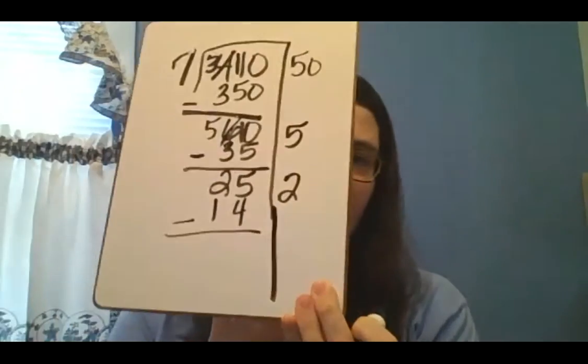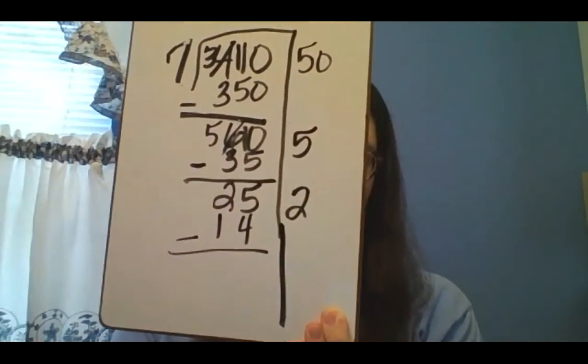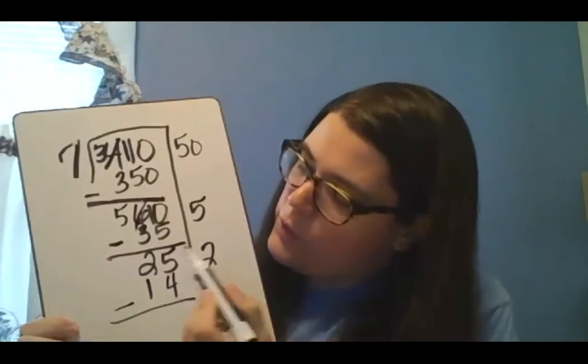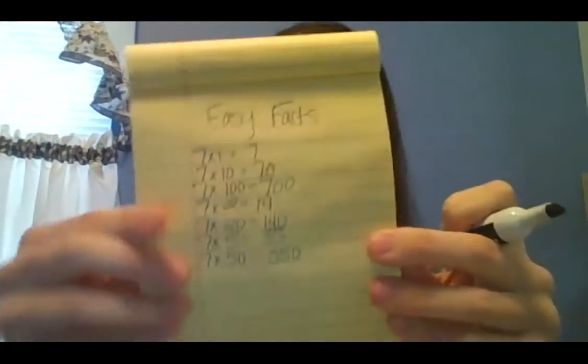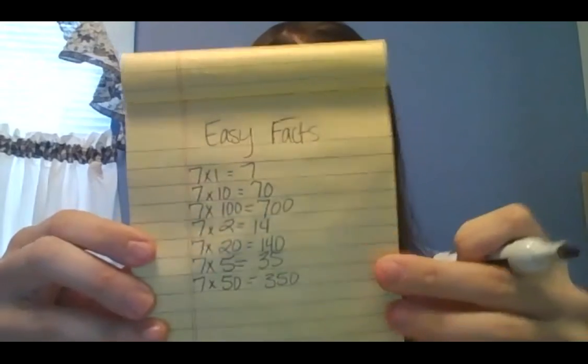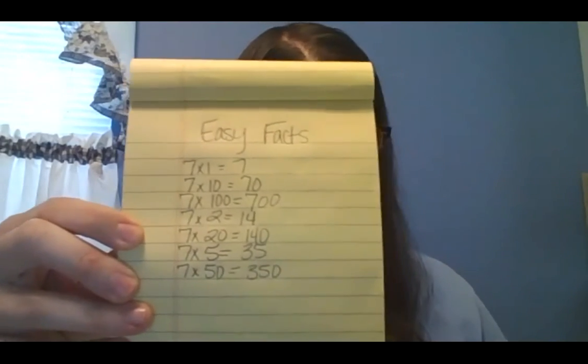So now we're going to do 25 minus 14. We start here with 5 minus 4. 5 minus 4 gives us 1 left. And then we have 2 minus 1. That gives us 1 left. So now what we have left is 11. So let's look at our list of easy facts. What we have left is 11. Which one of these helps us the most now?